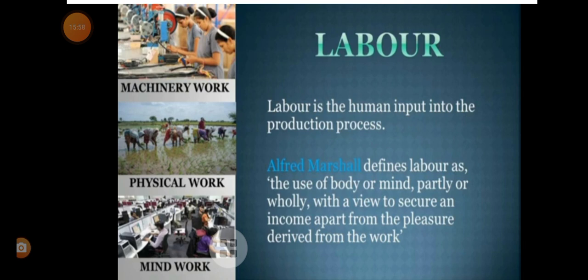So what Alfred Marshall says is, it is the use of body. Look at the picture, physical work. The people working in the agricultural field use their whole body to make production. Or our mind work. Look at the third picture, people working on the computer. They do not use the whole body, they use their mind.